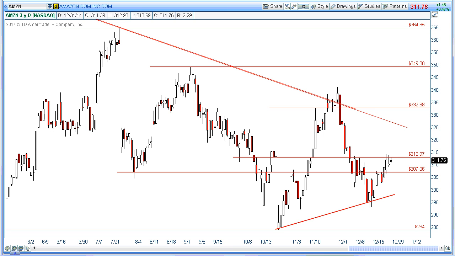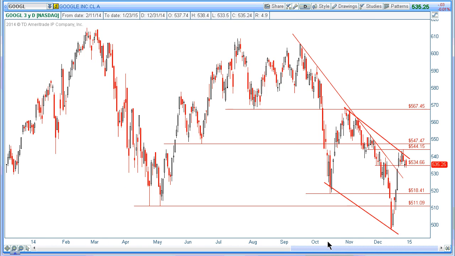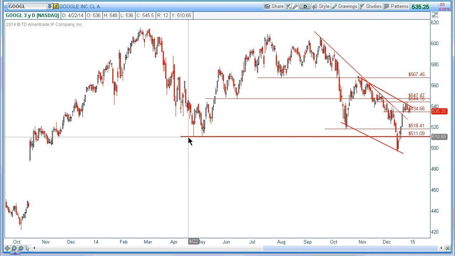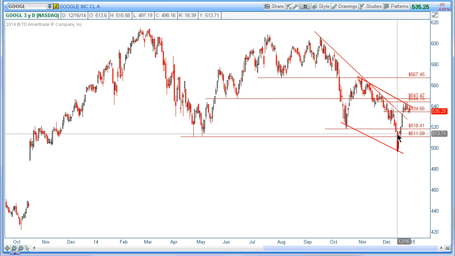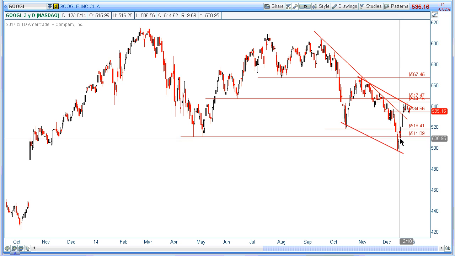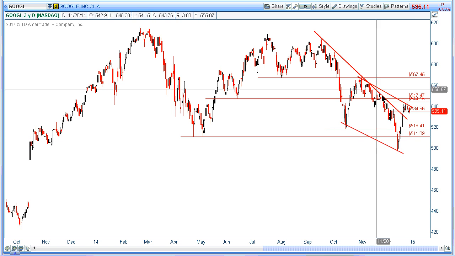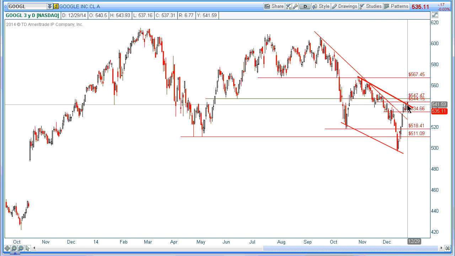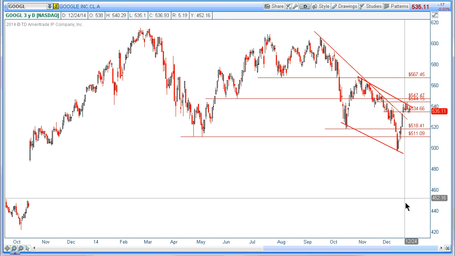Okay, then the last one we'll look at is Google. And again, on Google, we basically were looking at this level here, this 511, 510 level, and it actually made a quick dip down and bounced right back. Then we came back up and broke this trend line. And right now, it's trying to make it to higher ground, but we have to see, can it take out this trend line here?